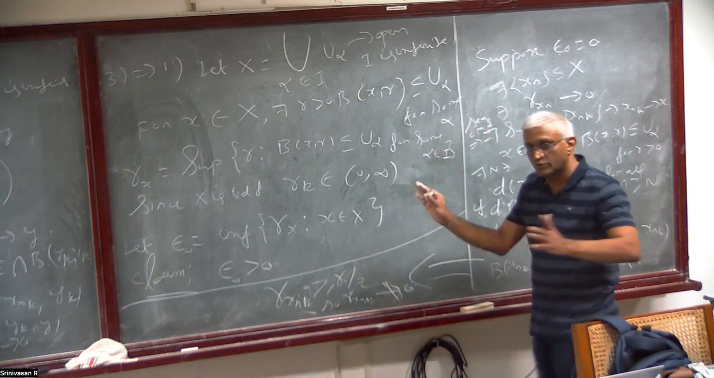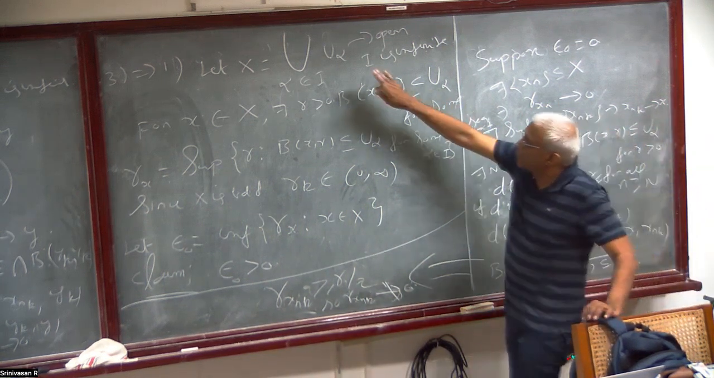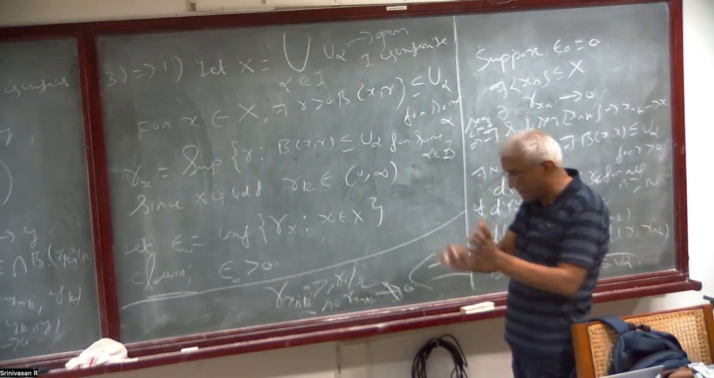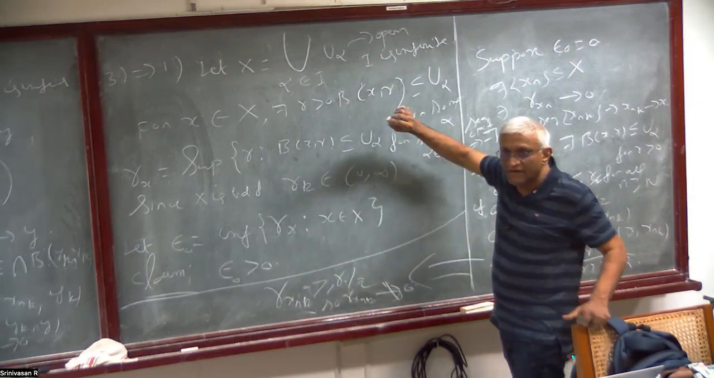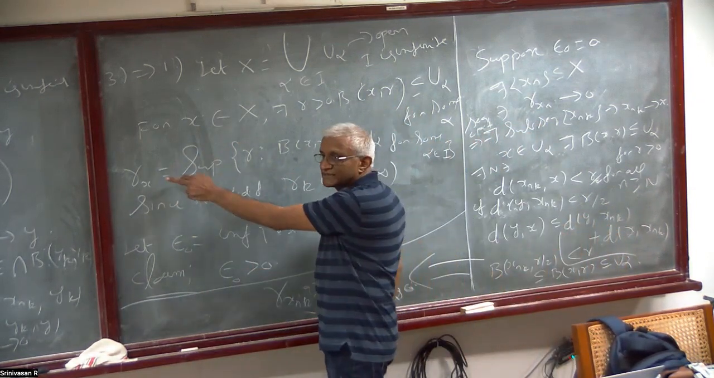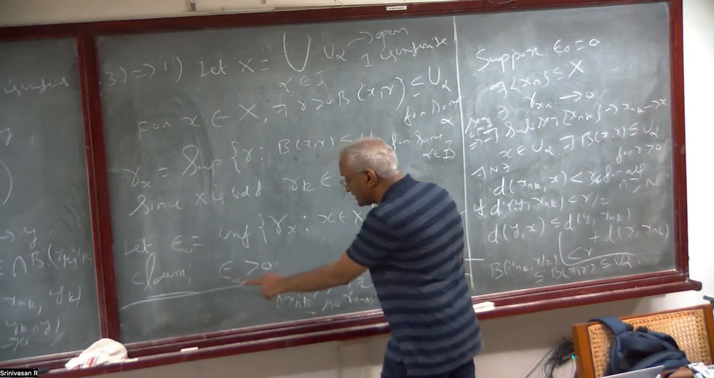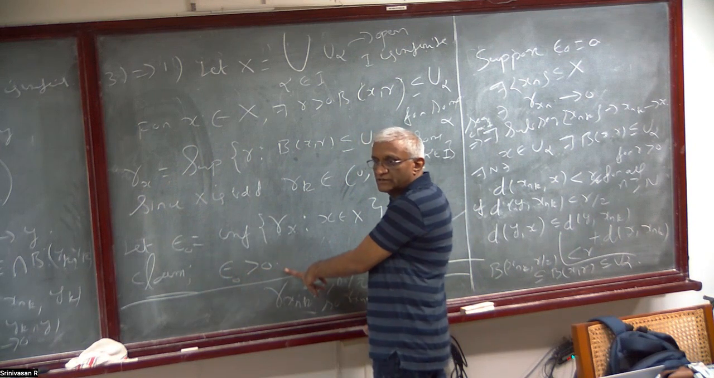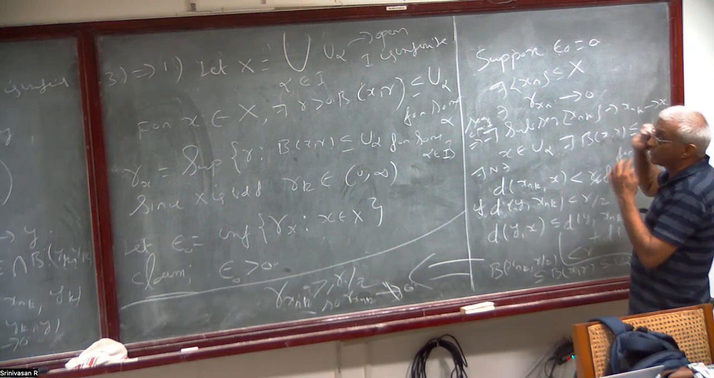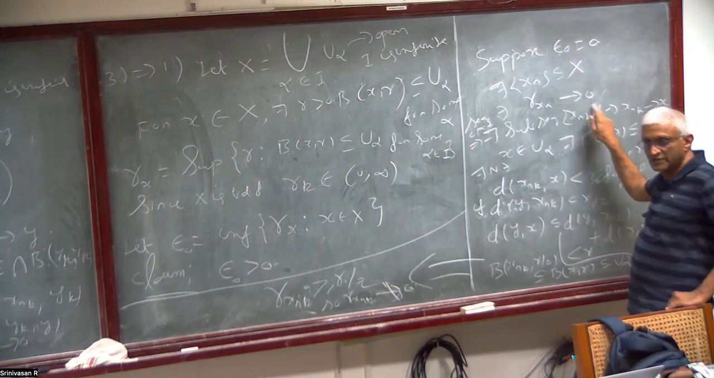Let me go through it again. I'm taking an open cover. I want to get a finite subcover. I haven't got the finite subcover yet. Before that, I got an R_x for each x, and I'm taking the infimum over all such R_x, and the claim I have proved is this epsilon naught is greater than 0. To prove that epsilon naught is greater than 0, suppose it is equal to 0, then there exists a sequence such that this goes to 0.